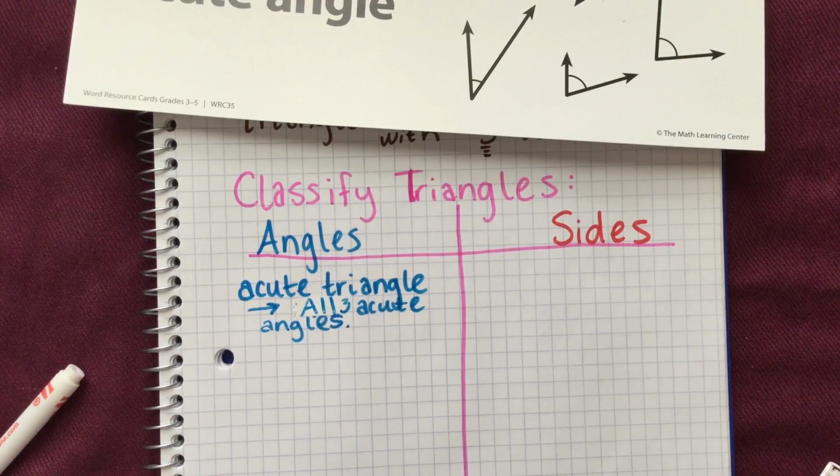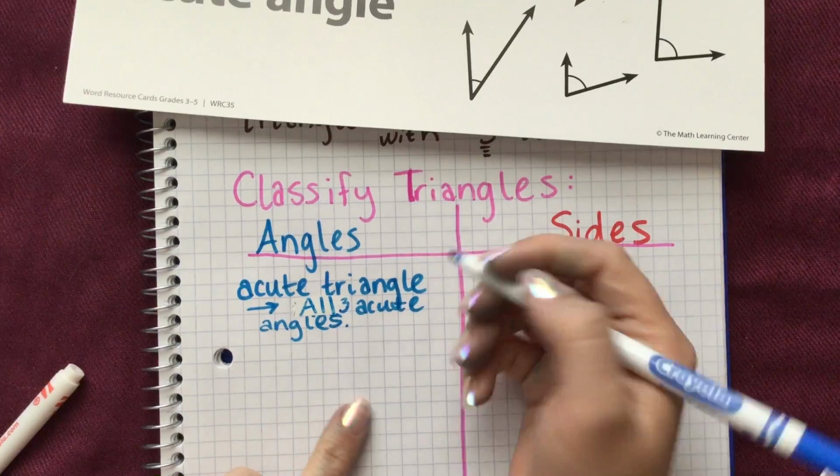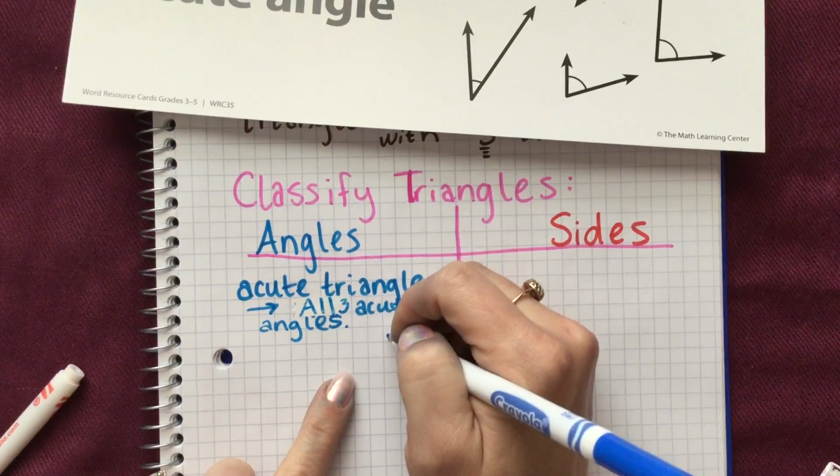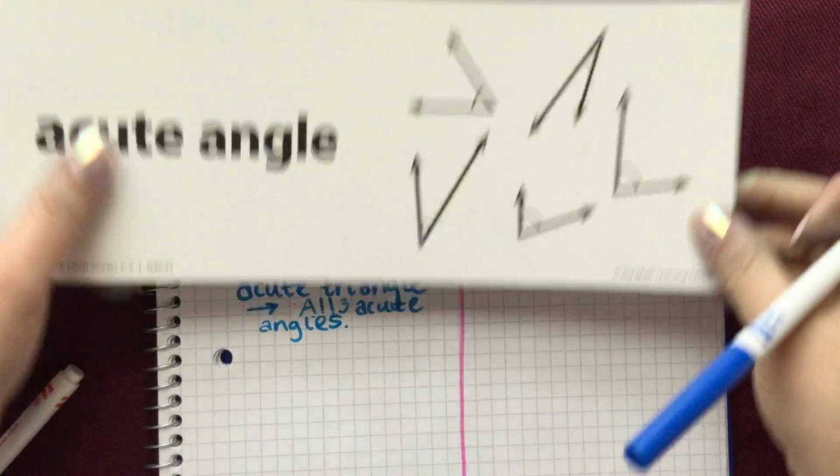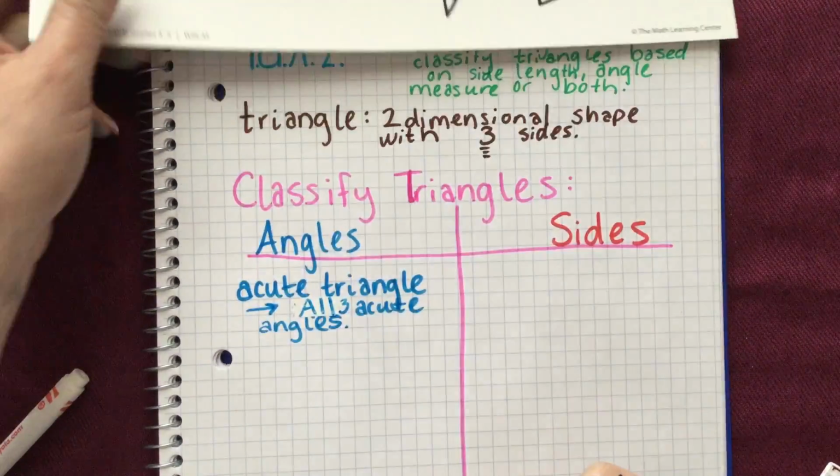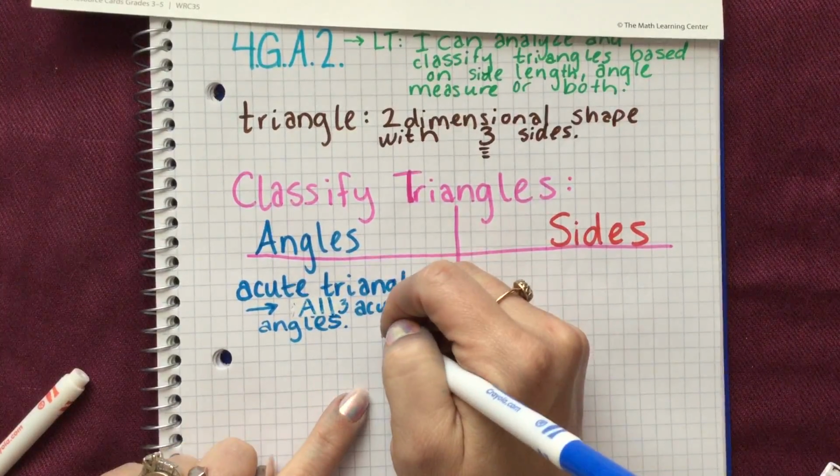I'll say that one more time. All three are acute angles. So that would look like this. I would draw a triangle that does not have a right angle or an obtuse angle. So that would look like this.